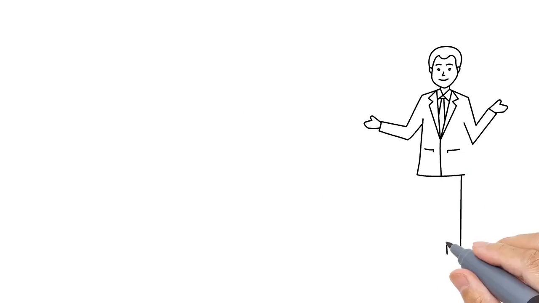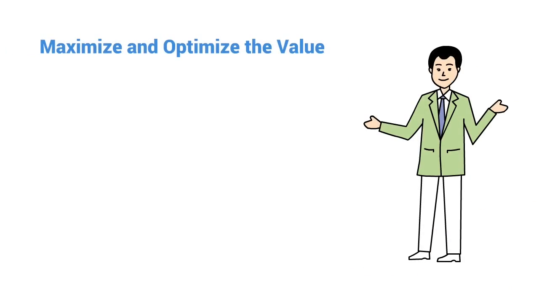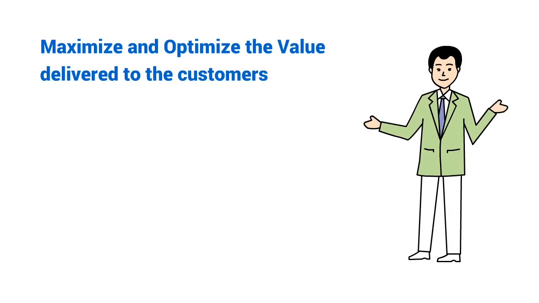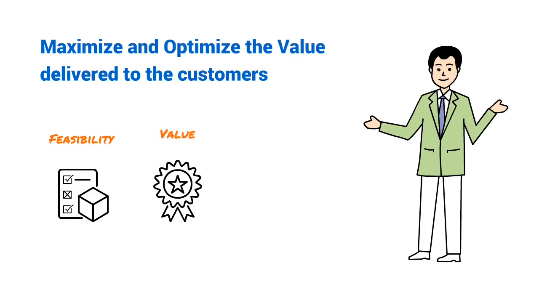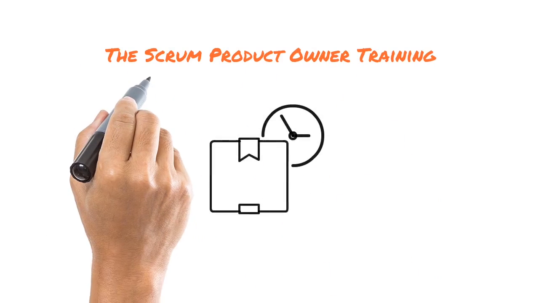Scrum product owners build the right things and maximize and optimize the value they deliver to their customers by understanding and evaluating the product feasibility, defining value, and making effective release plans. Let's see how Scrum product owner training can solve the problem.